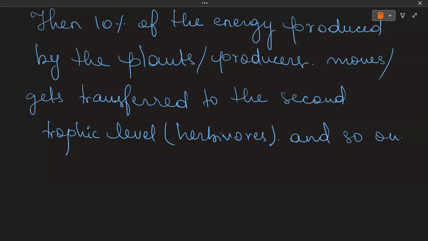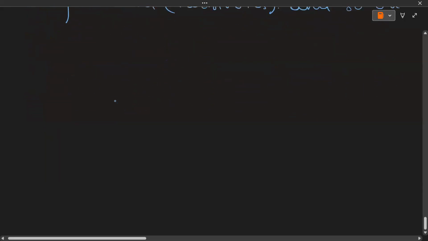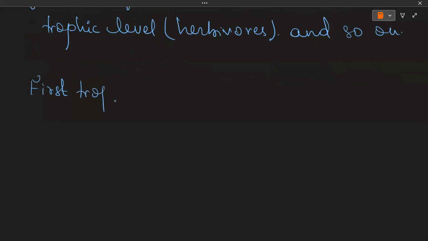All right, so that was this. And now coming on to the 10% law of energy transfer. It just says that at each trophic level, the energy transferred would be 10% of the total energy. Now, which one will be known as the first trophic level? Producers. Very good. The producers would come under this.